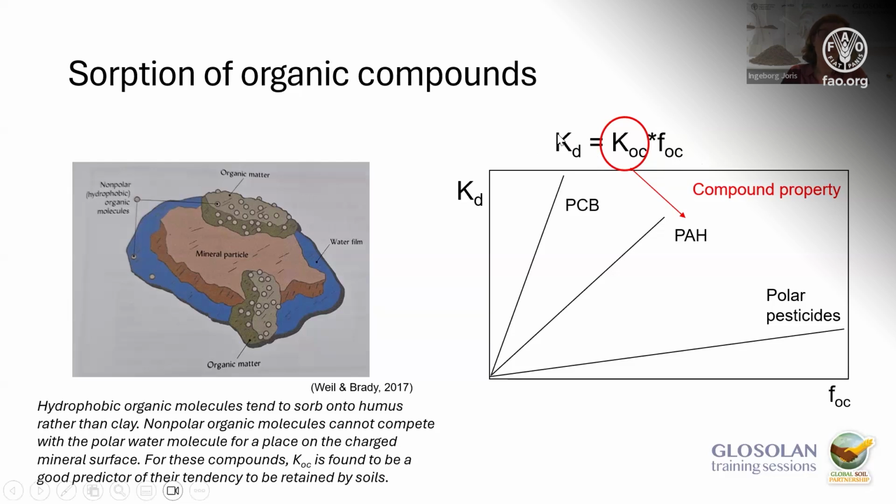So this Kd depends on the Koc, a compound property, which you can determine by experiments, but you can also find in the literature. There are many reviews of Koc values for all kinds of compounds, and the fraction organic carbon, so the soil property.